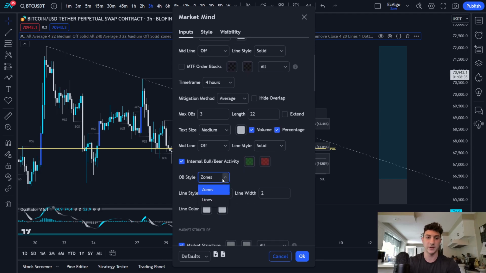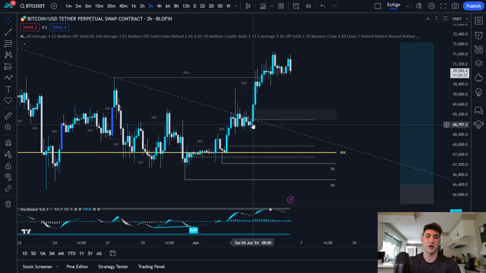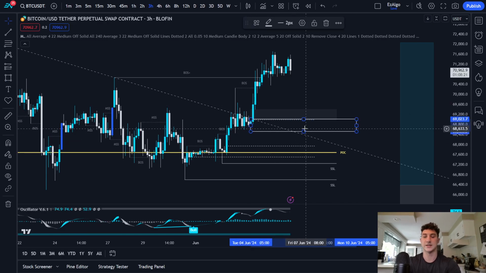So what I like to do is turn the order blocks to lines. This is something I haven't really seen before, but you can immediately tell your chart is so much cleaner. You know there's an order block right here, and right here, but it doesn't take up so much space on your chart with this big ugly block. We want to make sure your chart is as clean as possible so your trades are as clean as possible.